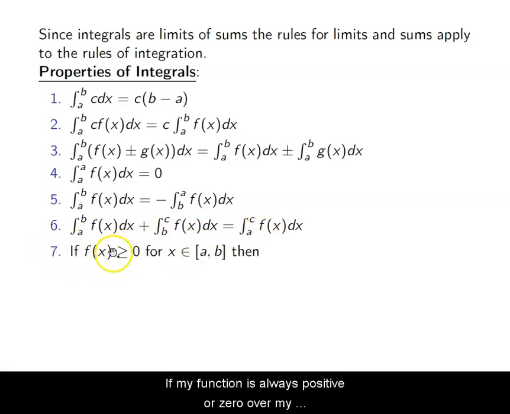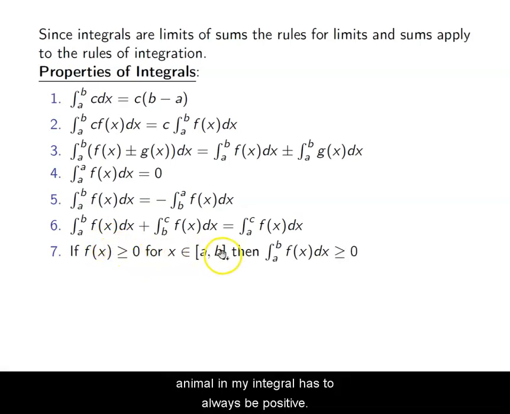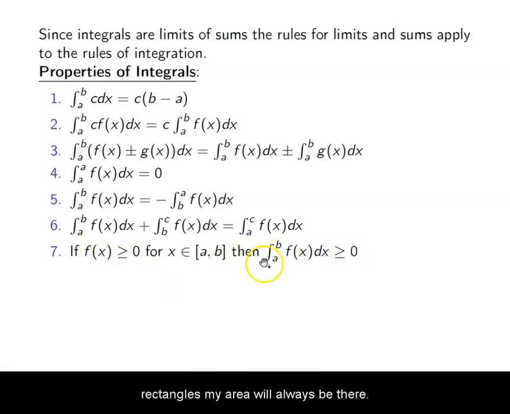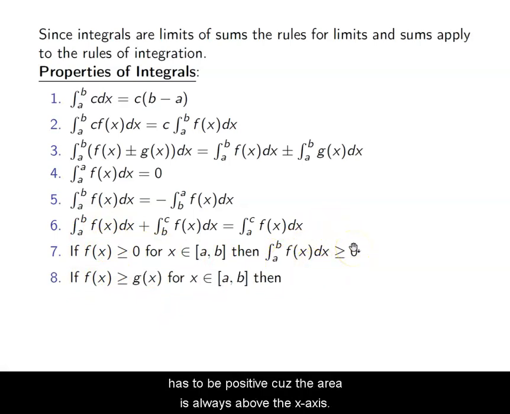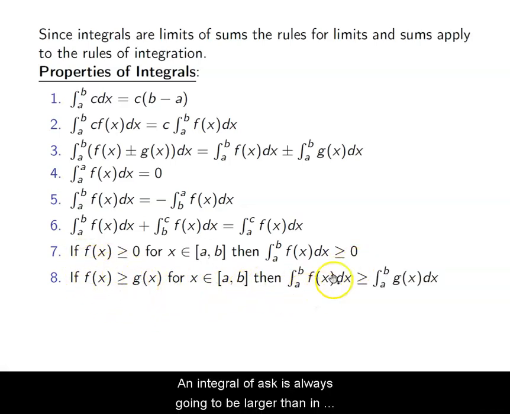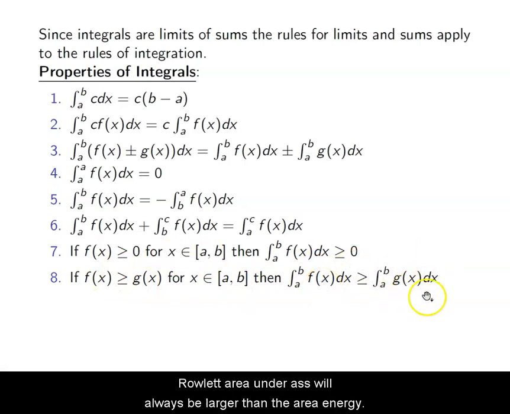If my function is always positive or 0 over my interval, then my integral has to always be positive or 0. So if my function is always 0, then there's no rectangles, my area will always be 0. If my function is always positive, then the area always has to be positive because the area is always above the x-axis. If my function f is always larger than g over an interval, then the integral of f is always going to be larger than the integral of g. The area under f will always be larger than the area under g if f is always the larger function.